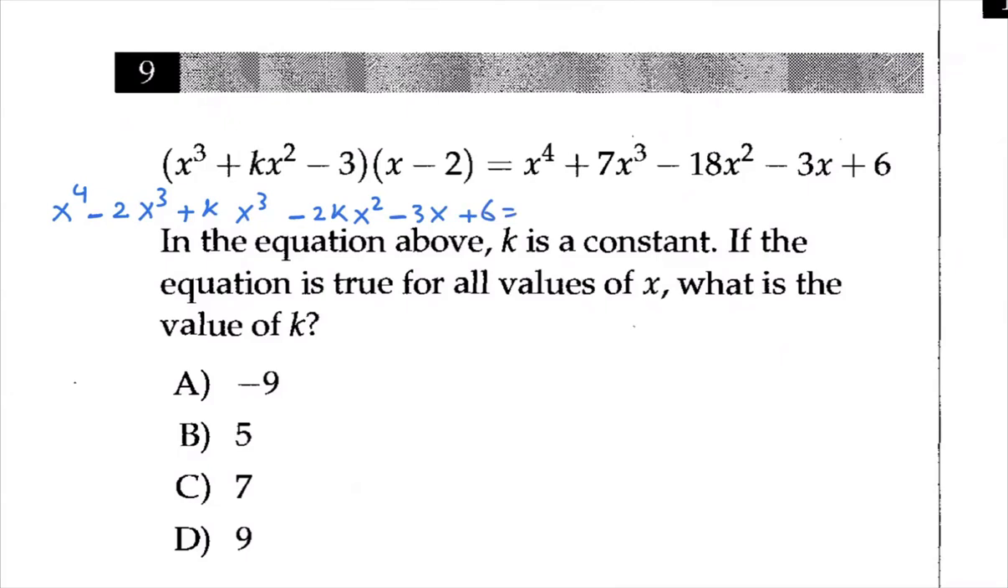If you notice here, how many terms do we have? 1, 2, 3, 4, 5. And here, how many terms do we have? 1, 2, 3, 4, 5, 6. It means we need to combine 2 terms here. Yes, these 2 terms, isn't it? So it's going to be x to the power 4, and if you take x cubed as a common factor, you will get negative 2 plus k. Then we have negative 2kx squared plus 6. All of this is equal to the other side.